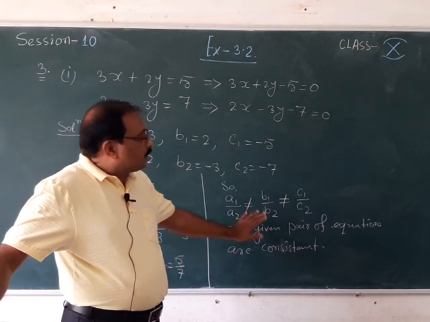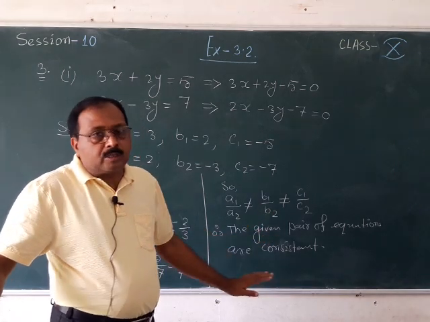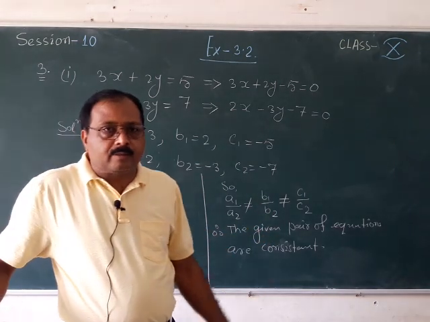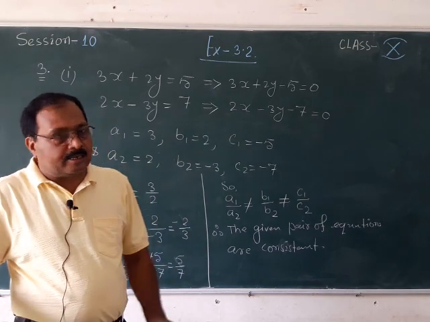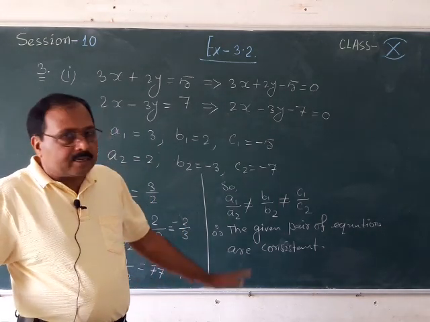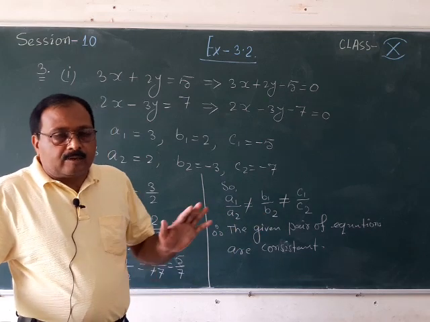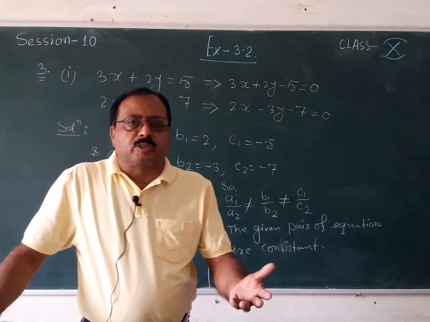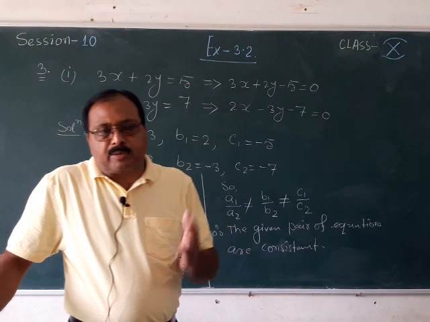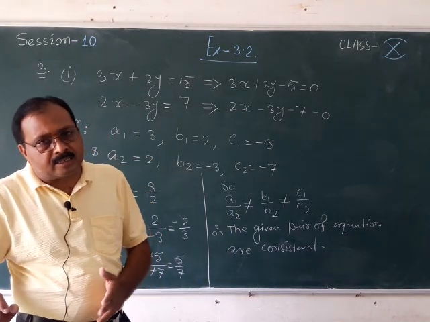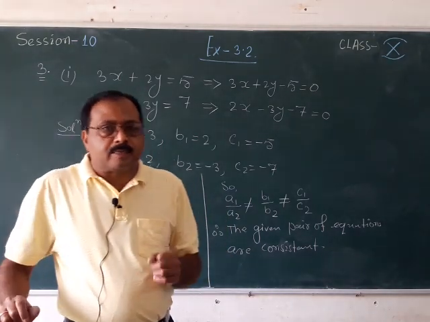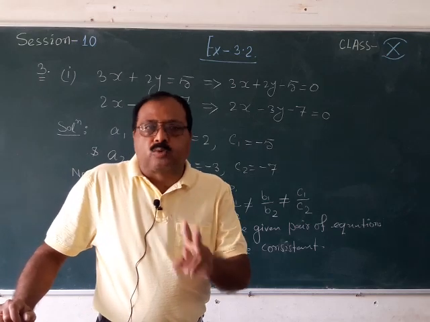Why? Because in this case, if you draw the graph of this pair of equations, you will get intersecting lines, and when you are getting one solution, that means it is consistent, or you are getting many solutions. In that case also the pairs of linear equations are consistent. That means for consistency you have two cases.